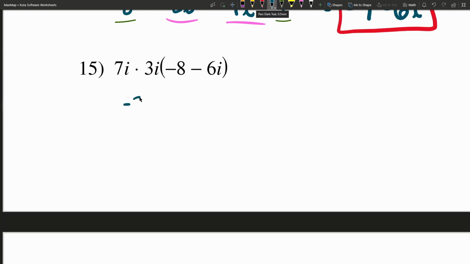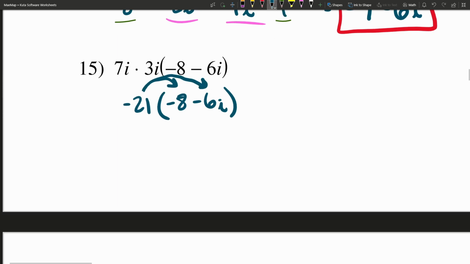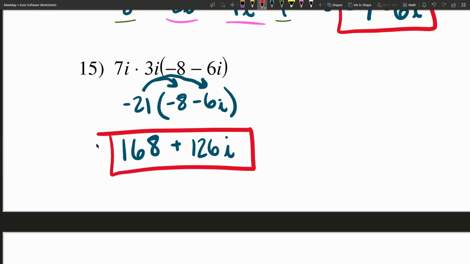So I'm going to write this as negative 21 times negative 8 minus 6i. Now I'm going to distribute this negative 21 into the negative 8 and to the 6i that's subtracted. So negative 21 times 8 is going to result in a positive 168. Calculating out negative 21 times negative 6 would be that positive 126. So 168 plus 126i is our solution for number 15.